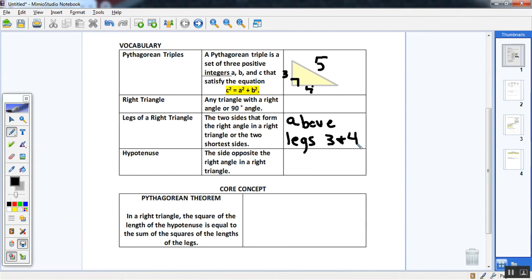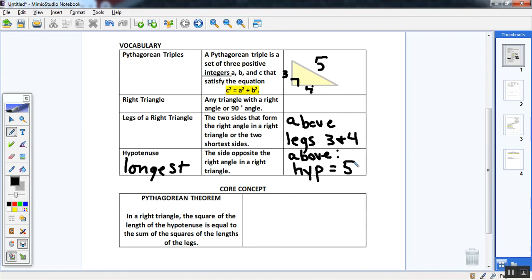Hypotenuse is the side opposite the right angle on a right triangle, or always which side? The longest. It's always the longest. And in this example up here, what is the hypotenuse? The hypotenuse is 5. So definitions, I think you should be pretty okay with this. I think that this is stuff that you've been exposed to in the past. I just want to quickly review that so that we're successful with what we're looking at today.